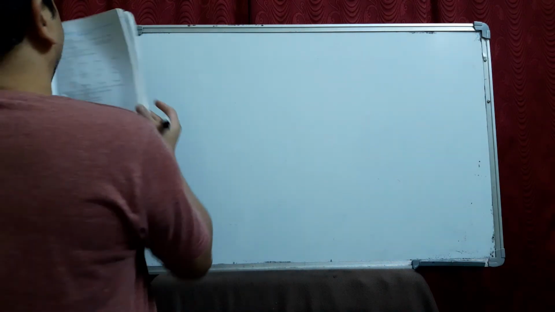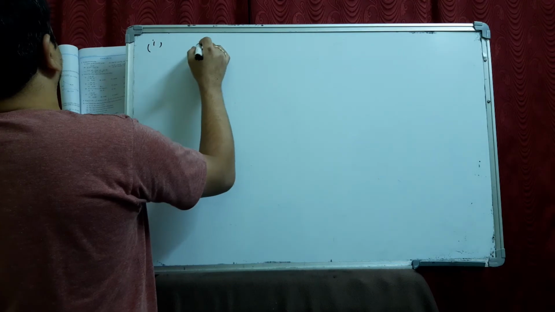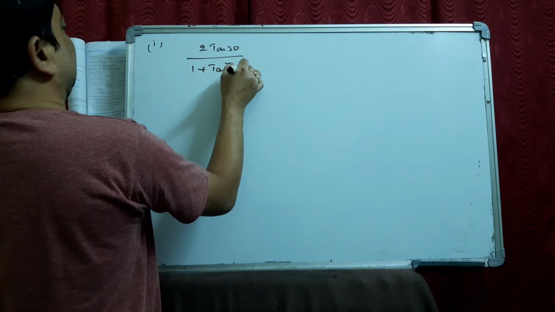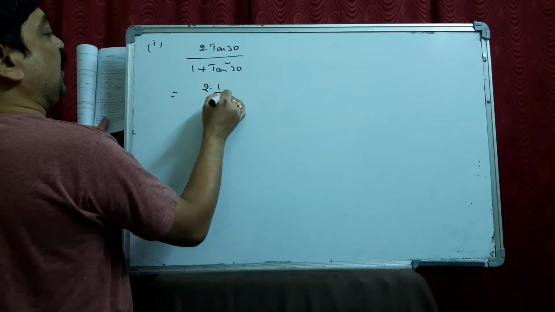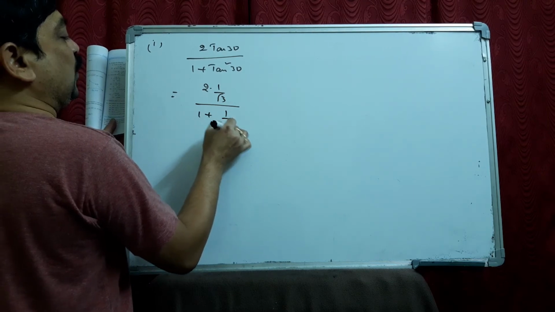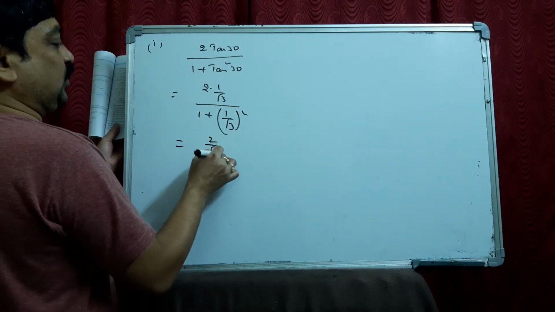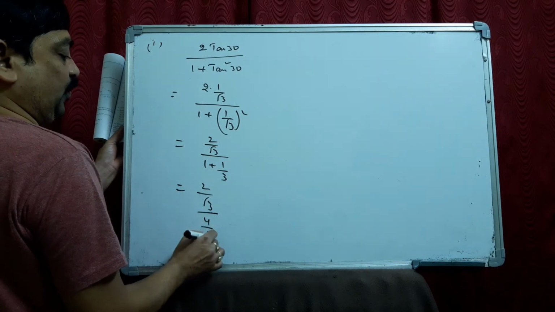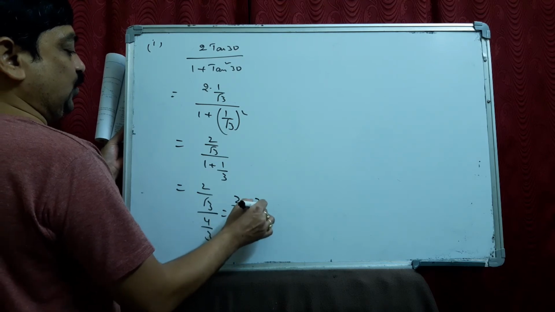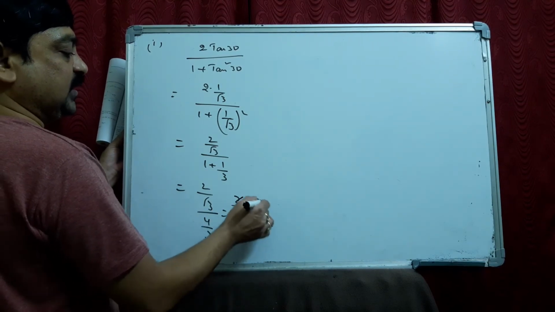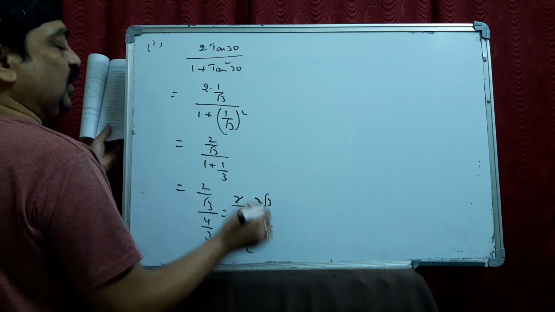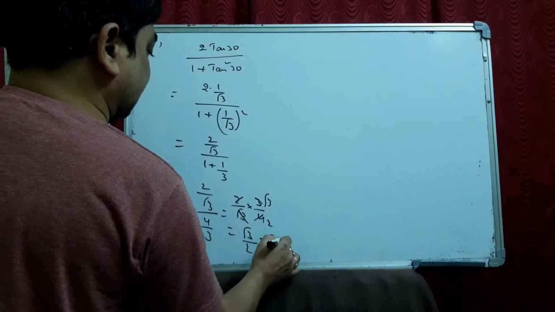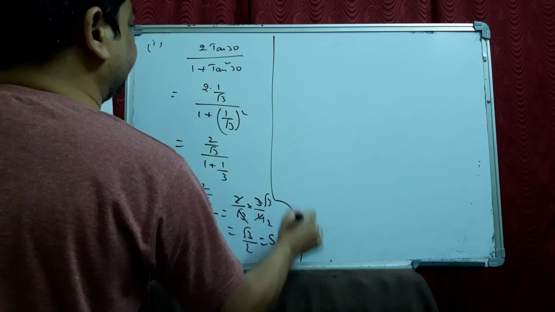In the second one, first, 2 tan 30 by 1 plus tan square 30, it is given as multiple choice. You have to do the complete problem. 2 into 1 by root 3, 1 by root 3 whole square. It becomes 2 by root 3, 1 plus 1 by 3. 2 by root 3 by 4 by 3. You can write 2 by root 3 into 3 by 4. 2 gets cancelled, and the answer is root 3 by 2. So where do you get the value root 3 by 2 in the given options? It is sin 60.